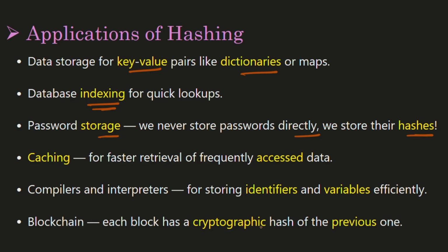Hashing is also used in caching. It helps us store and retrieve frequently accessed data quickly, improving performance dramatically. In compilers and interpreters, hashing is used to efficiently store and retrieve identifiers like variable names and function names. And finally, blockchain technology relies on hashing at its core. Each block in the chain contains a cryptographic hash of the previous block, ensuring data integrity and security.